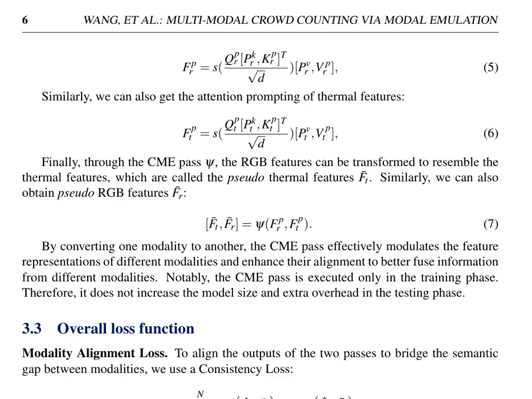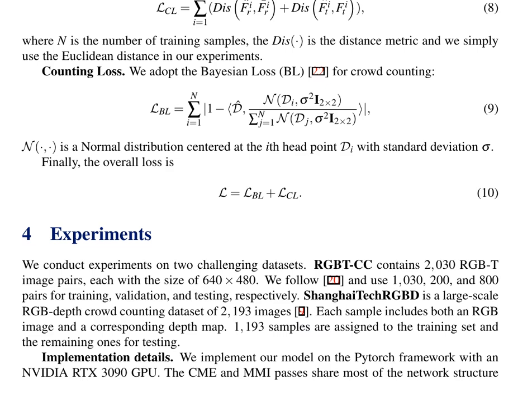This map is generated by computing the similarity between the feature vectors of different modalities. The authors also introduce a new loss function, the consistency loss, CL, which aims to align the outputs of the 2 passes in the network. This loss function measures the distance between the original and emulated features, encouraging the network to learn consistent representations across modalities. The overall loss function combines the CL with the Bayesian loss, BL, commonly used in crowd counting tasks.